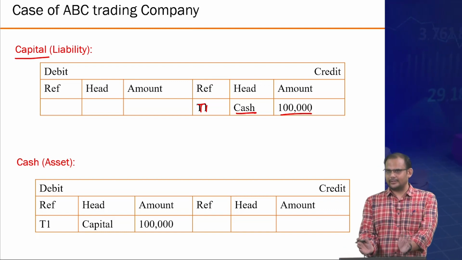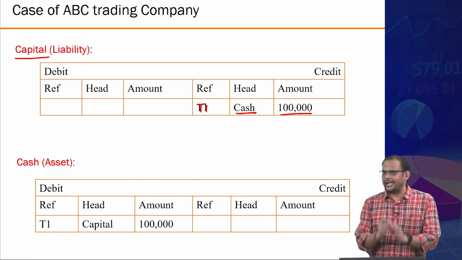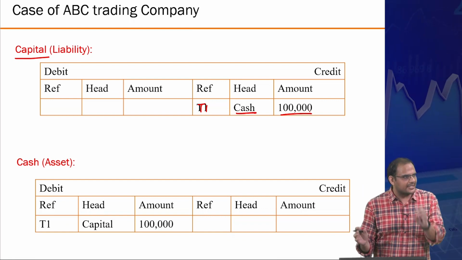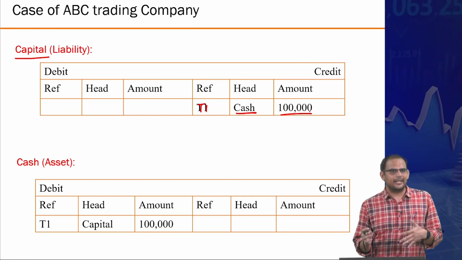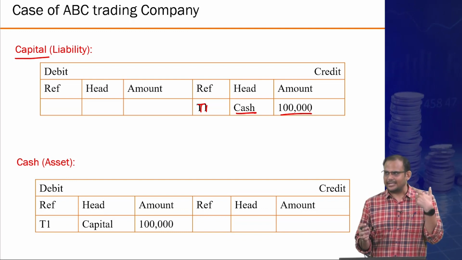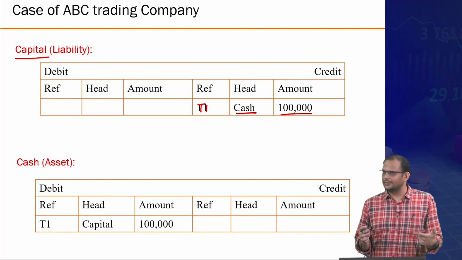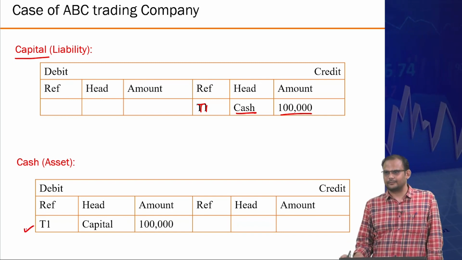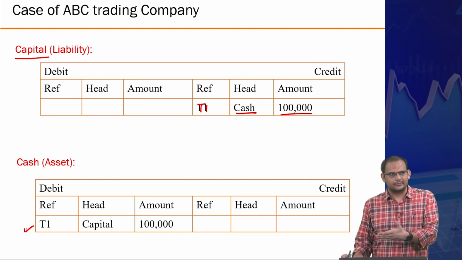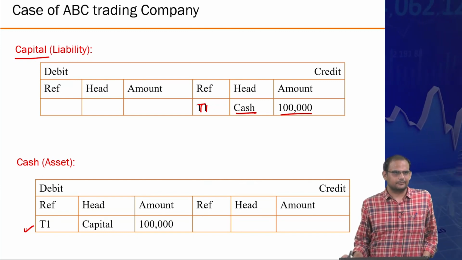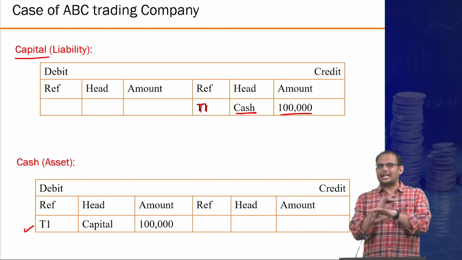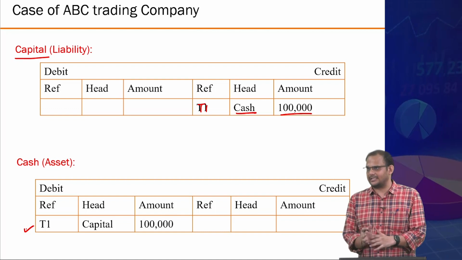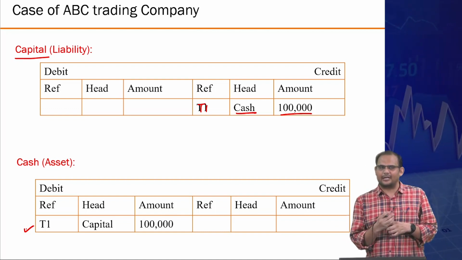An equivalent debit entry has to be there in the overall company's accounts, not within the capital account. In the overall company's accounts, there has to be an equivalent debit entry. What is debited? Cash. Cash is an asset. An increase in asset goes on the debit side. That comes here. The total debit and credit are the same, right? This principle is sacrosanct. You cannot break this principle of debits equal to credits. This is the fundamental on which accounting works.